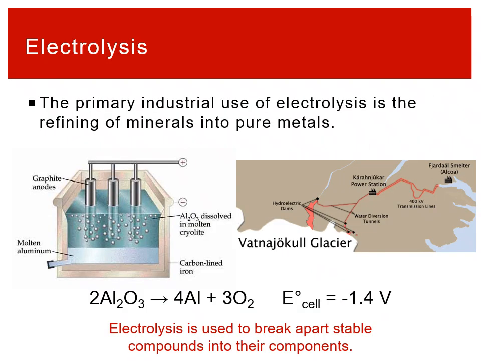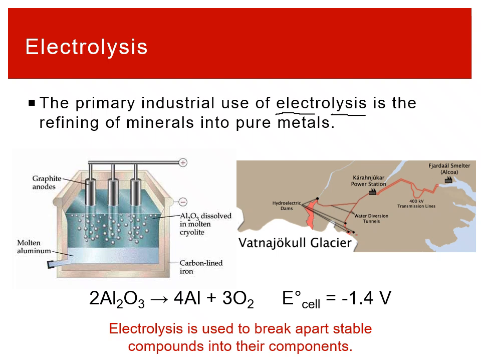So electrolysis, the main way that we use it industrially or in society, is to break apart compounds into the elements. Electro means using electricity. Lysis means cut. So we are basically cutting apart or breaking apart compounds into their components.